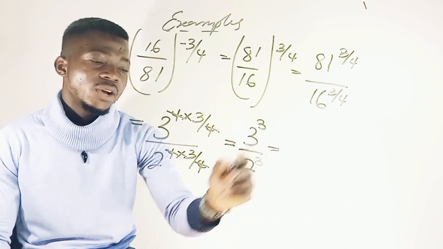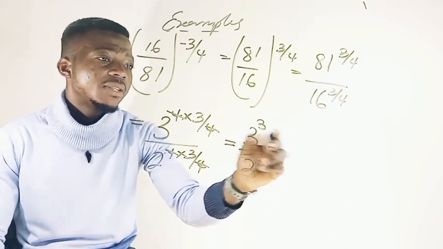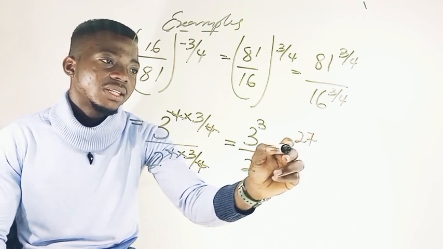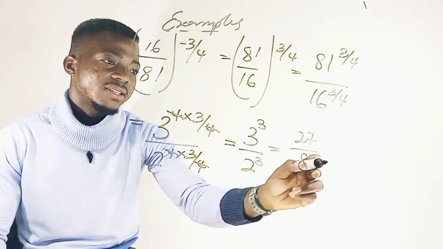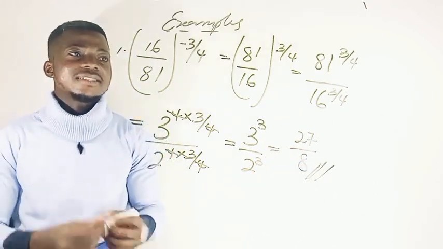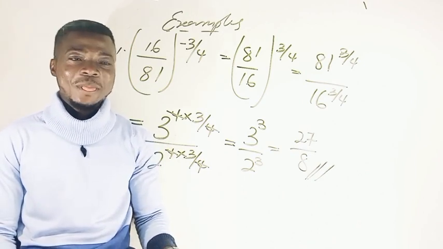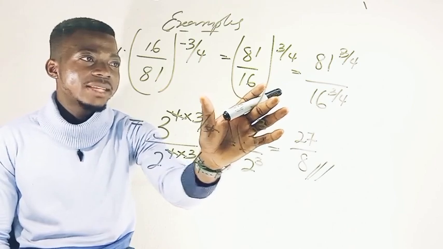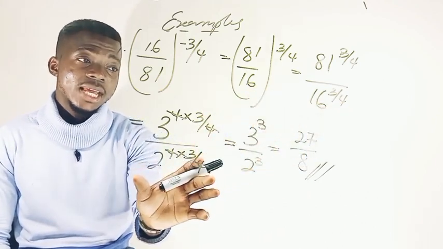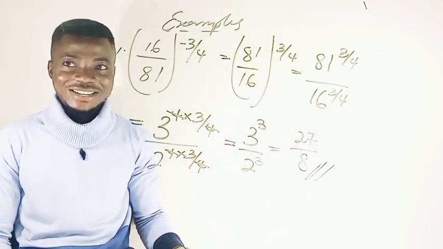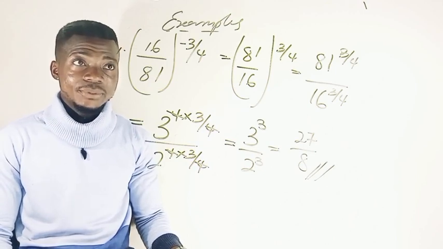Okay, and this can also be written as 3 exponent 3 is 27, then 2 exponent 3 is 8. So this is our final answer. Very simple and so clean. So from here we came to this place, now we've arrived at our answer. All right, is that not simple?